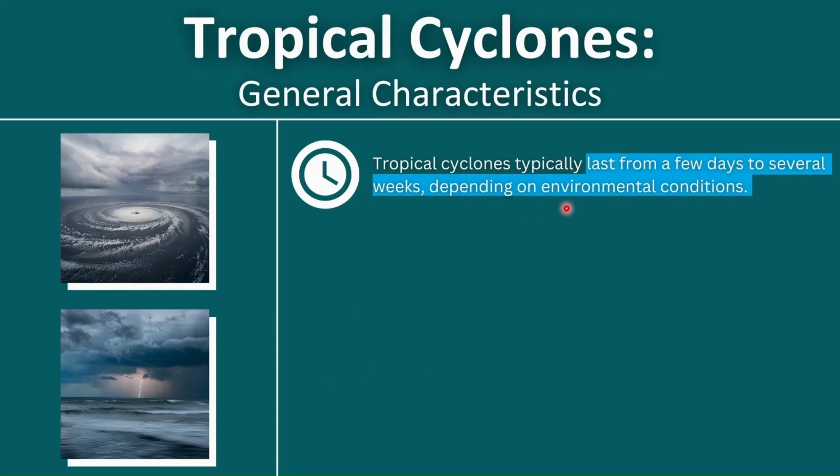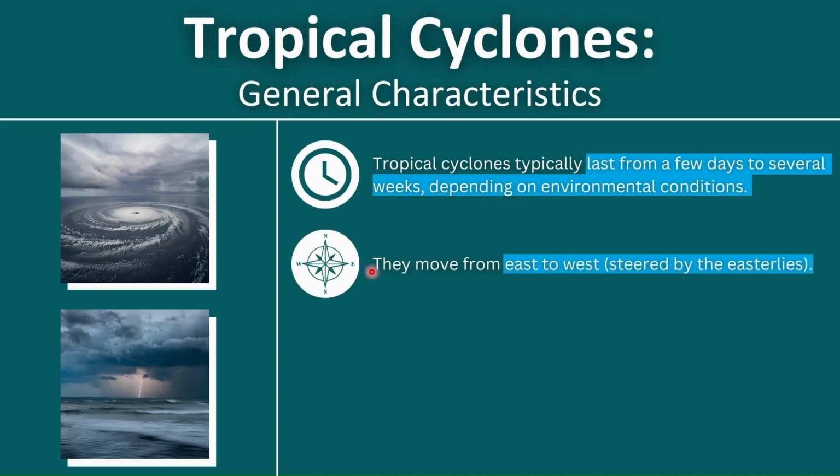Now that's very important because that can be asked. They will ask, how long do tropical cyclones typically last for? They move from east to west and they are steered by the easterlies. So if they ask you what direction tropical cyclones move in, you will say they move from east to west, or you can say they move in a westerly direction.